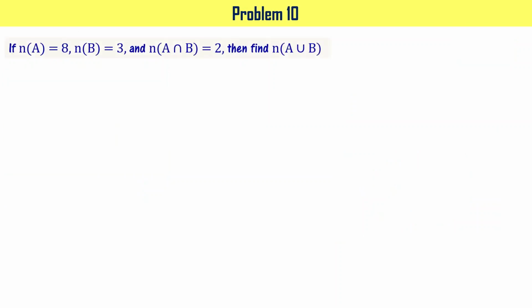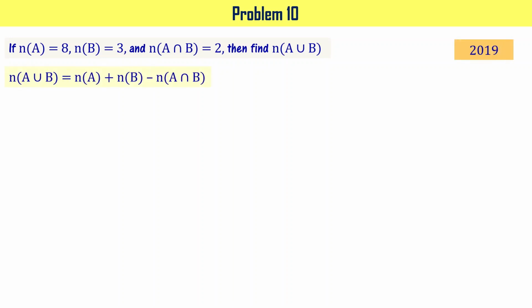Let's go to the next problem, that is problem number 10. If n of A equal to 8, n of B equal to 3 and n of A intersection B equal to 2, then find n of A union B. This is from year 2019.